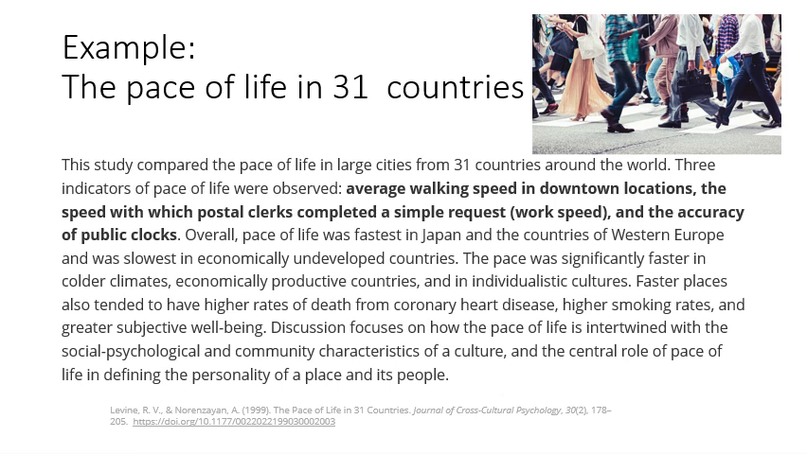Overall, pace of life was fastest in Japan and the countries of Western Europe, and slowest in economically undeveloped countries, faster in colder climates, in economically productive countries, and in individualist cultures like the US. Faster places also tended to have higher rates of death from coronary heart disease, higher smoking rates, and greater subjective well-being. People felt good, but their outcomes aren't that good necessarily in terms of heart disease and smoking. It's structured because they're looking only for certain things that are indicative of pace of life.